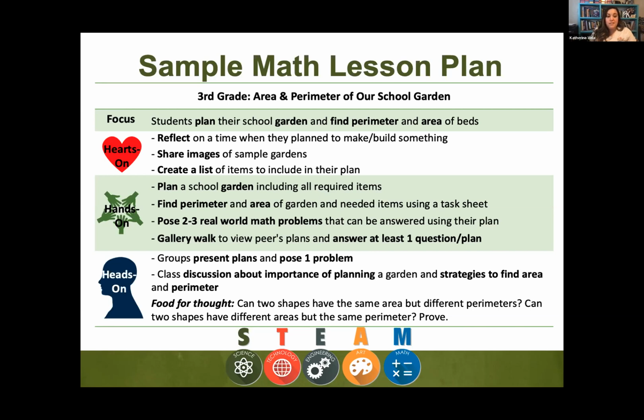Our food for thought for this lesson is, can 2 shapes have the same area but different perimeters? Or can 2 shapes have different areas but the same perimeter? Then we would ask students to prove their answer by drawing pictures and showing that. That would really show us that they have a good conceptual understanding of the difference between perimeter and area, and also how to find those. This lesson plan would be one of the lessons the teachers would do early on in our garden planning, because the students have that buy-in of, ooh, maybe my plan is what gets used for how we do the layout of our school garden.